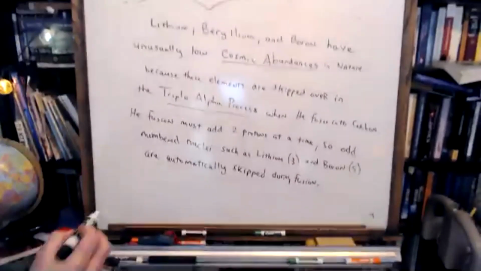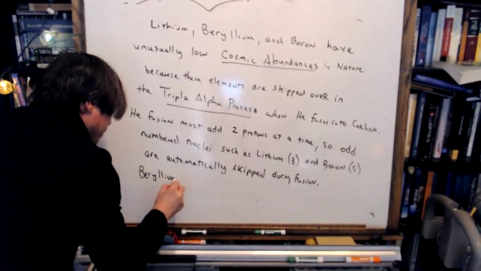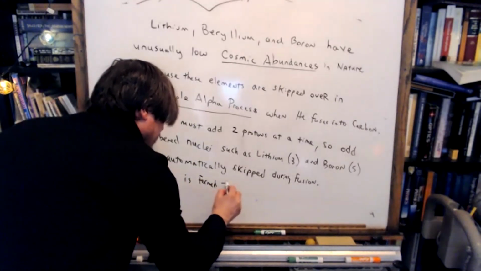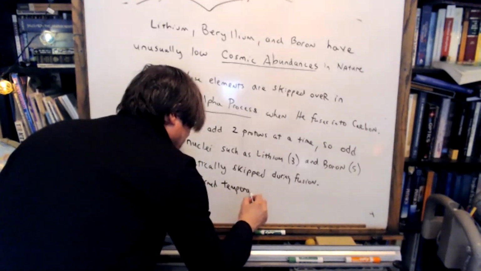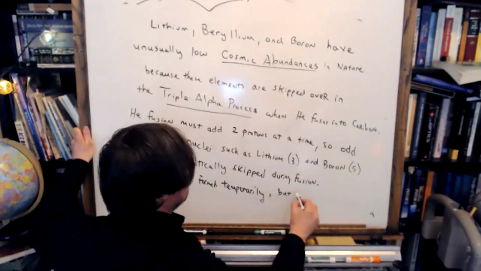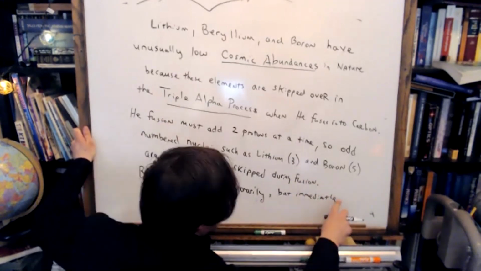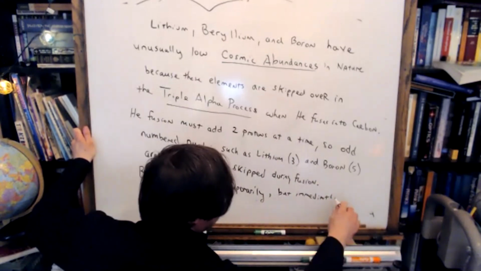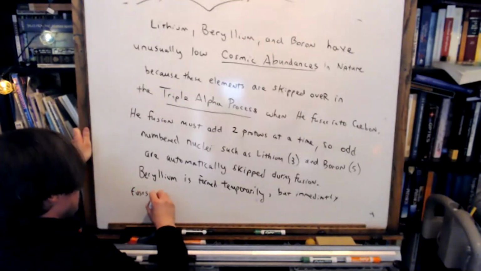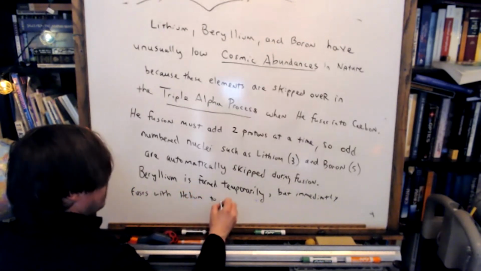Now we'll deal with the beryllium problem. Beryllium is formed temporarily, but immediately, oh, spelling's bad. Immediately fuses with helium to form carbon.